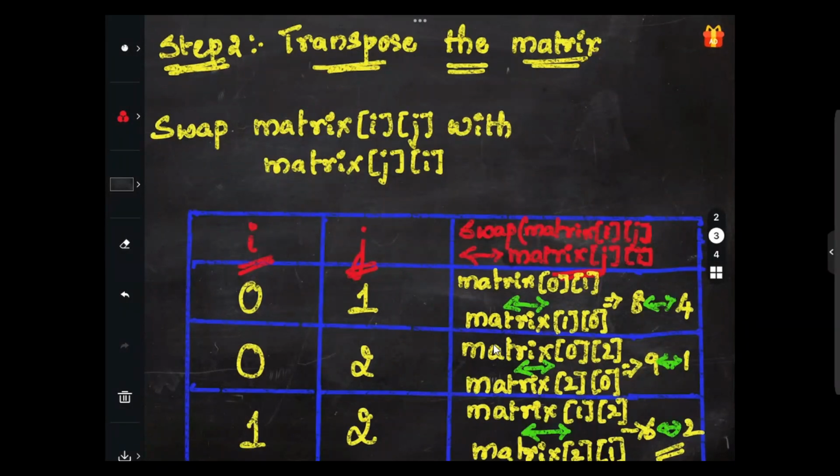Let's move on to the second step: transpose the matrix. Here we swap matrix of i j with matrix of j i, going with indices 0 0, 1 1, and 2 2. Here matrix of 0 1 we are comparing with matrix of 1 0.